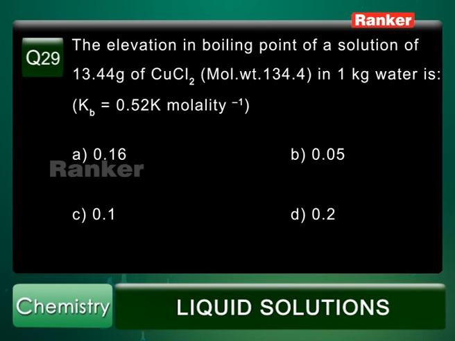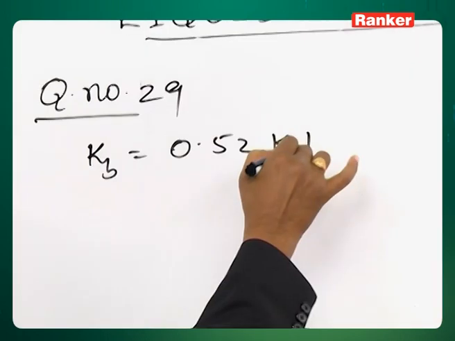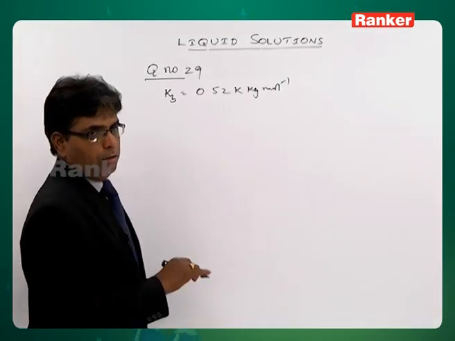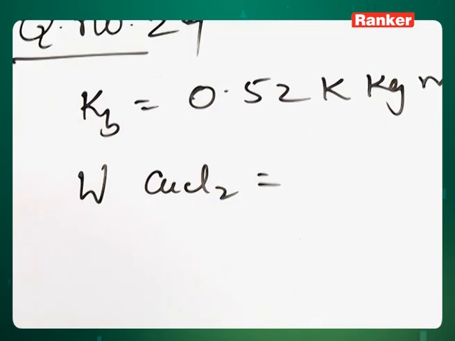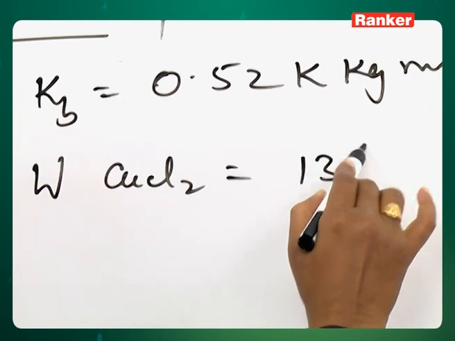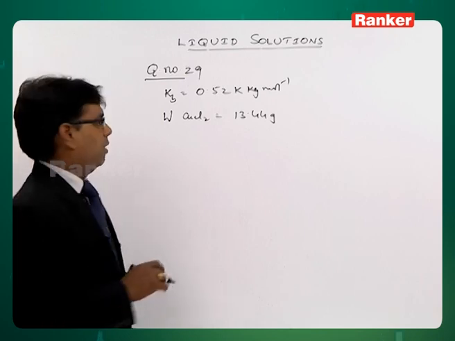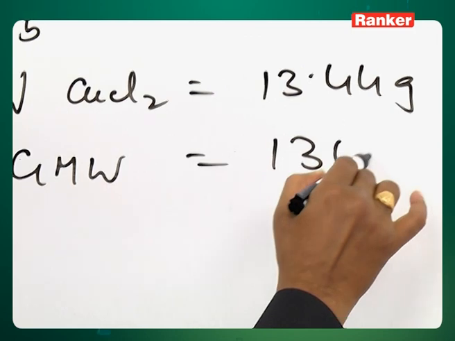The elevation in boiling point of a solution of 13.44 grams of CuCl2, whose molecular weight is 134.4, in 1 kg of water is... Kb for water is given as 0.52 Kelvin kg per mole. Here the weight of CuCl2 given is 13.44 grams, and the gram molecular weight of CuCl2 is 134.4.